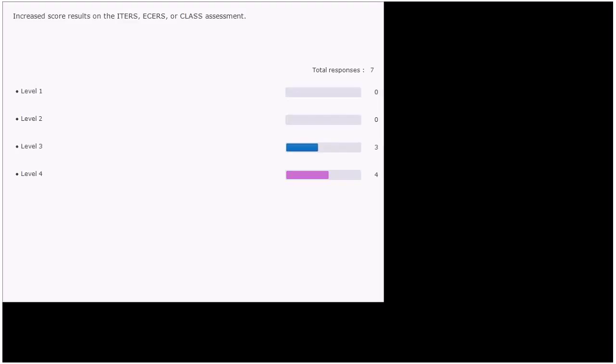I feel like it's a level 3 because your score is only measuring your environment, not the impact your environment's having. But what the adult has done has caused an impact, and the impact is that you have gotten a better score on the ITERs, ECHRs, or class because of what the adult has done, which makes it what? Level 4. Yep, that's exactly right. Looking at the environment, the result, the impact on the environment. Okay, next.